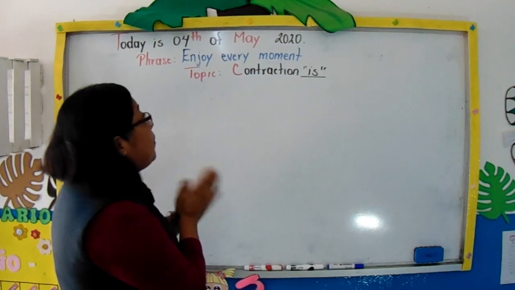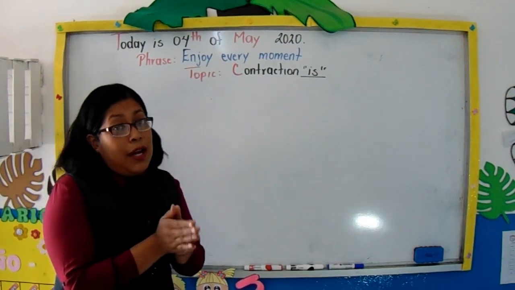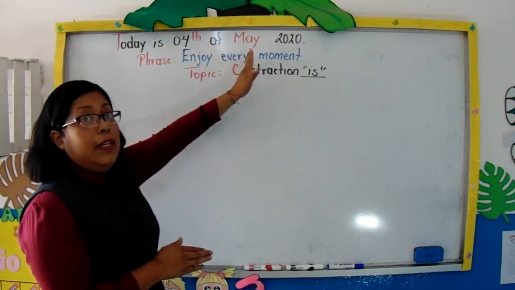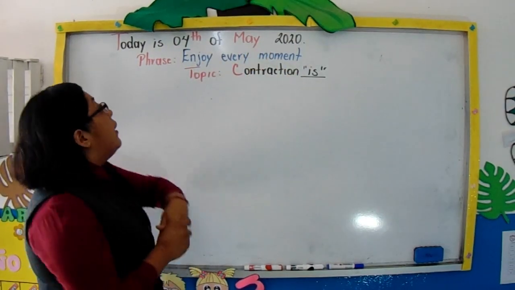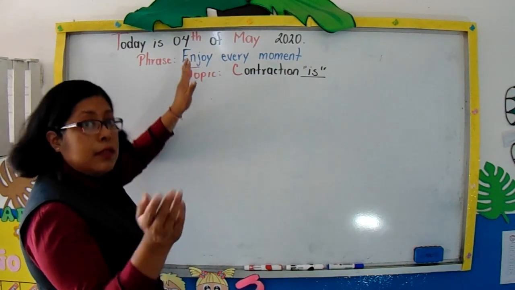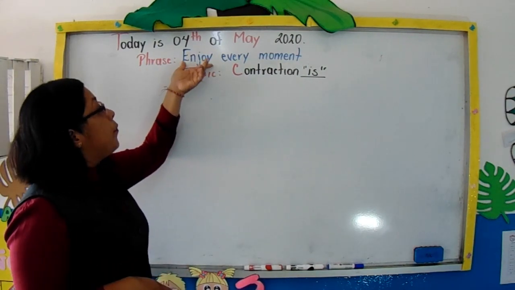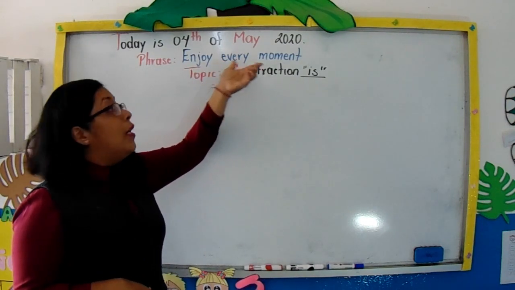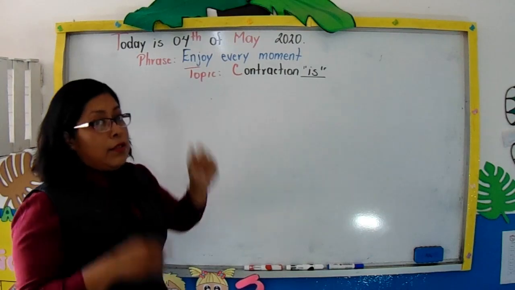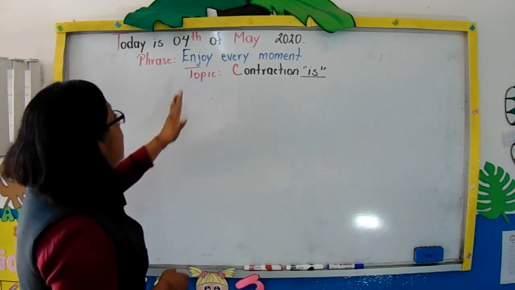Remember, we are gonna start with our date, and today is 4th of May 2020. Then we have to work with our phrase. The phrase is, repeat after me: Enjoy every moment. Enjoy every moment, right? So remember, you have to memorize it.